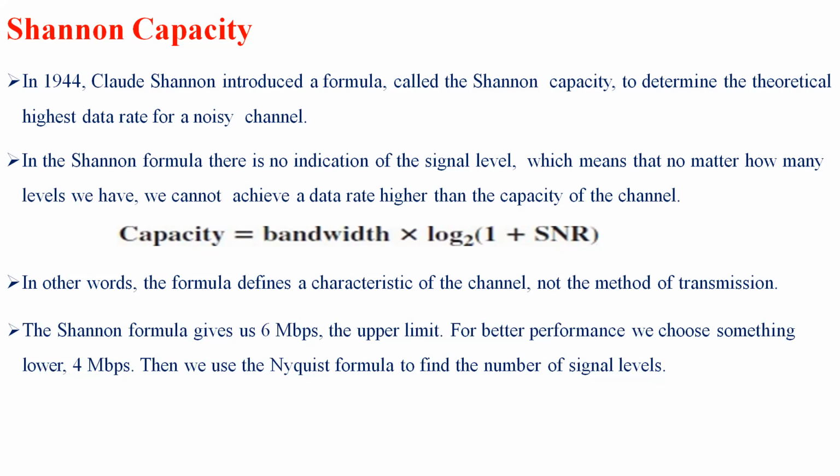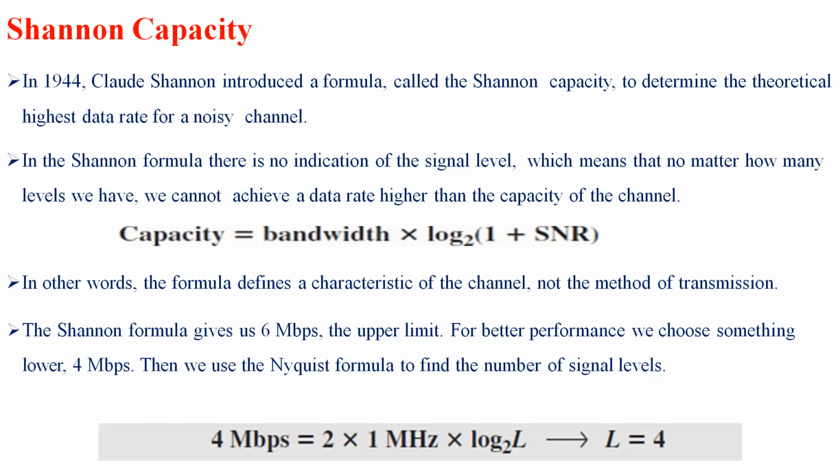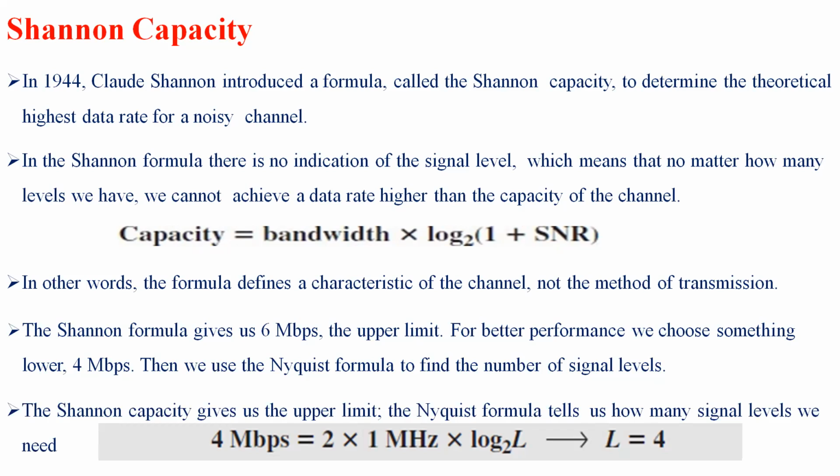So the Shannon formula will give us 6 Mbps as an upper limit, but for better performance we use something lower, that is 4 Mbps. Then we use the Nyquist formula to find the number of signal levels. That is, 4 Mbps equals 2 times bandwidth times log base 2 of L. This is the Nyquist formula to find the number of signal levels. So the Shannon capacity gives the upper limit.